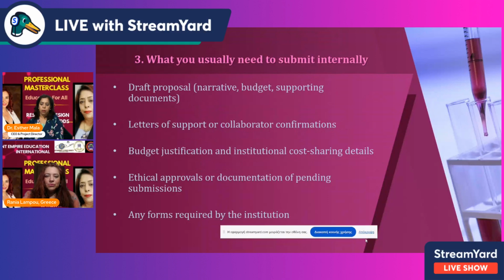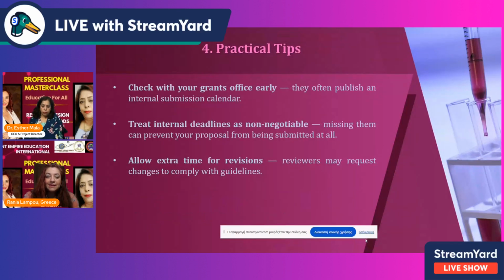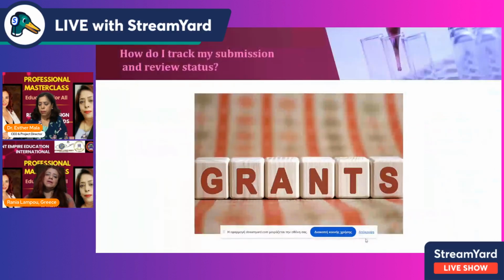So what you need to submit internally, usually this is the draft proposal, the narrative, the budget, supporting documents, letters of support, budget justification, the ethics approval, and any forms required by the institution. Check with your grants office early, treat internal deadlines as non-negotiable, and allow extra time for revision. So internal deadlines are as important as funder deadlines because they ensure that your application is polished, compliant, and institutionally supported. And then you can track your submission and review status.